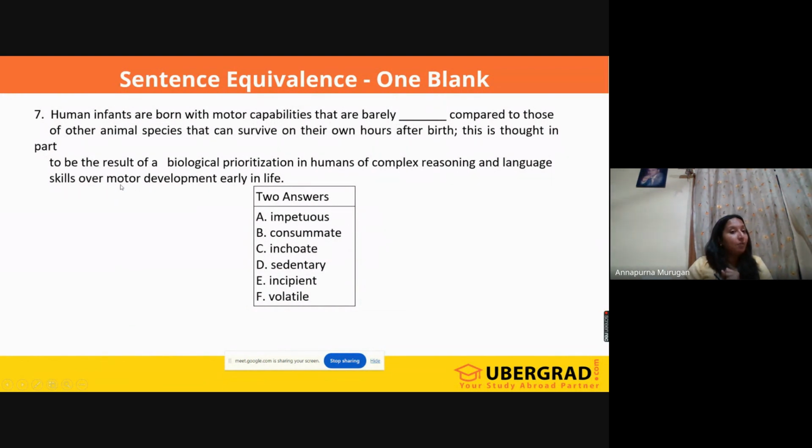Why? They are saying there is a skill development earlier. So that means whatever the motor capabilities are there for the infants, it is not developed. It is barely developed. So you need to pick the word developed. So what are the words that say developed? Barely developed. That means it is not developed, barely developed. So what words? Inchoate and incipient. Very good. I guess many of you gave this answer. Inchoate and incipient. Very good.